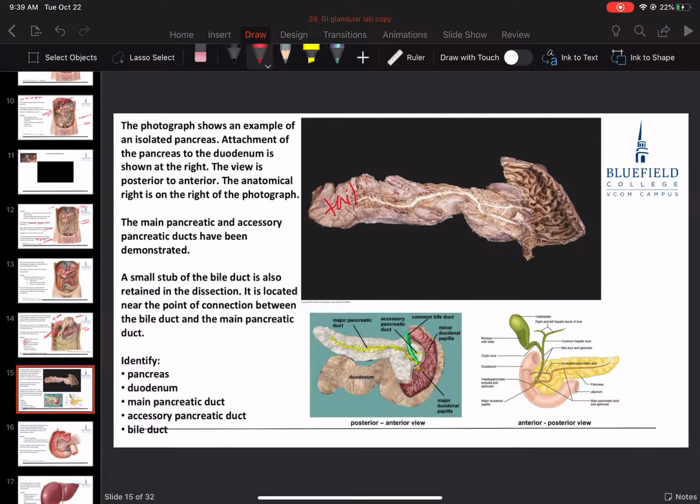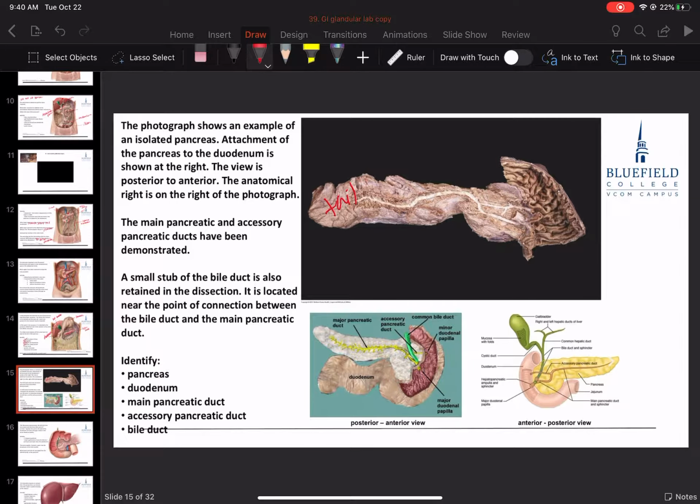Does anybody see the bile duct here in this image? Nobody wants to come up and show me. I get a point. Everybody good with those structures?